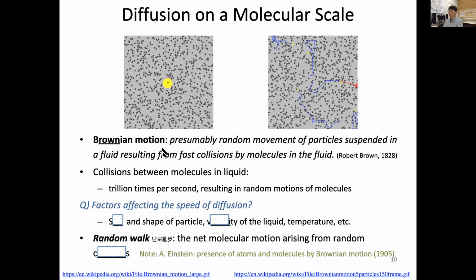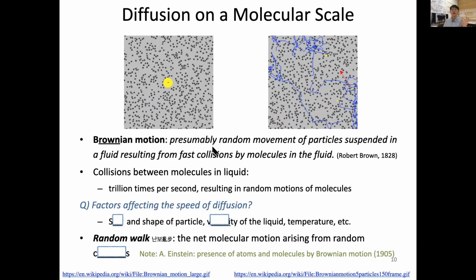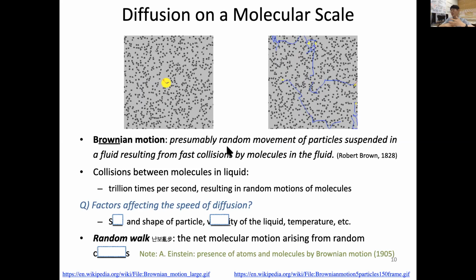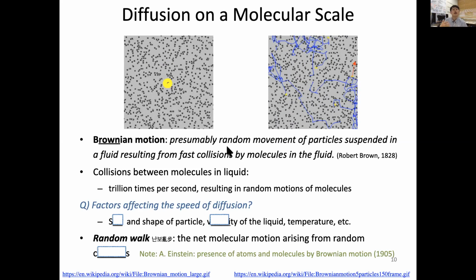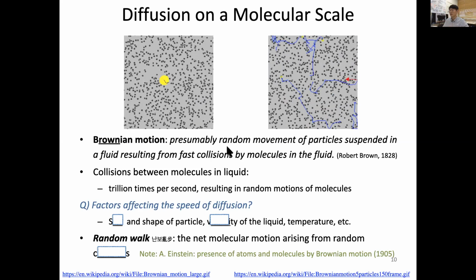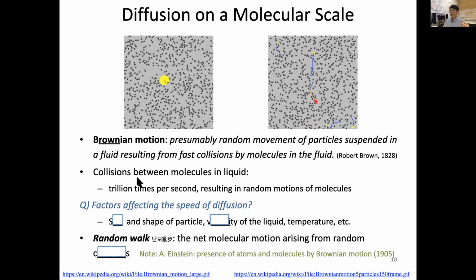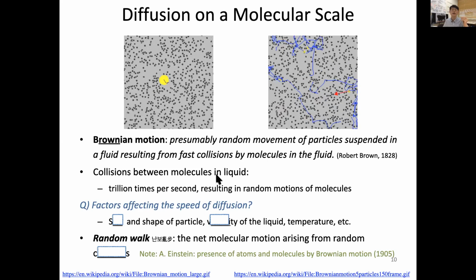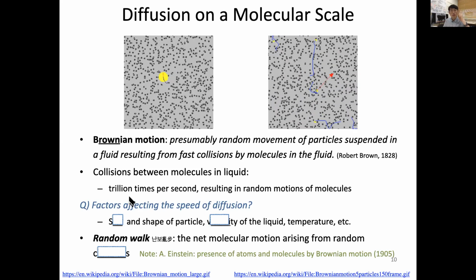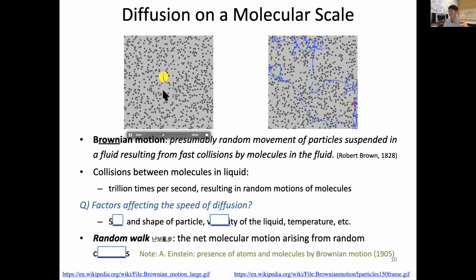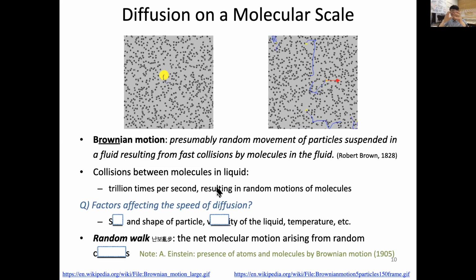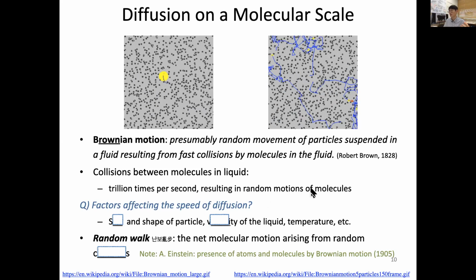Brownian motion. So Brownian motion is the random movement of particles suspended in a fluid, resulting from fast collisions by molecules in the fluid. At the time, we did not know of the presence of these molecules, so even that detail was not worked out. Collisions between molecules inside the liquid turn out to be very fast, a trillion collisions in one second. That results in the net movement being a random motion of the particle.